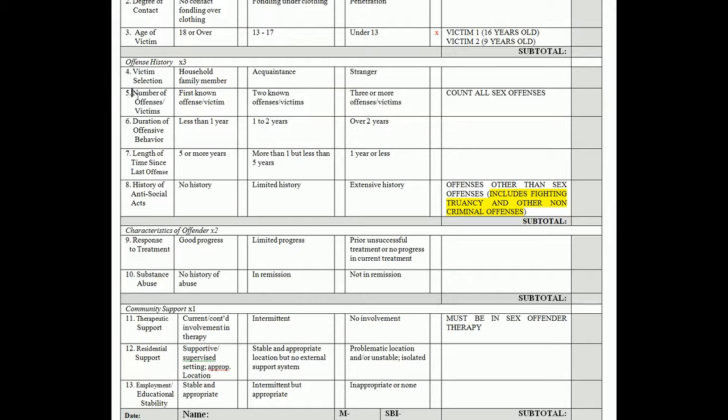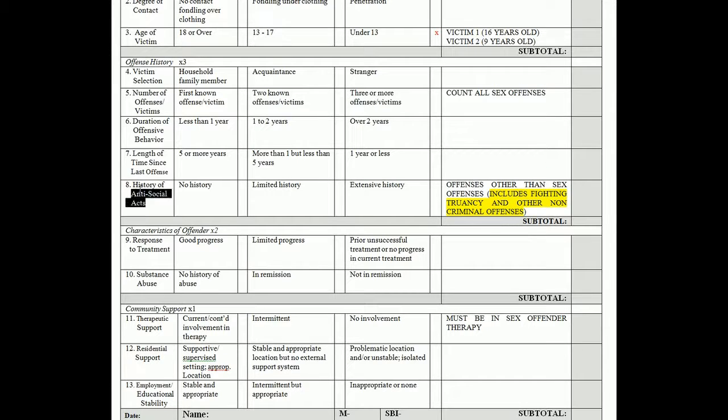Now, category number 5 counts the number of offenses and victims. In category number 5, we're counting sex offenses. So in my hypothetical here, you have a sex offense involving a 16-year-old, and then a few years later, there was another sex offense with a 9-year-old. You would have 2 sex offenses. So number of offenses and victims is about sex offenses.